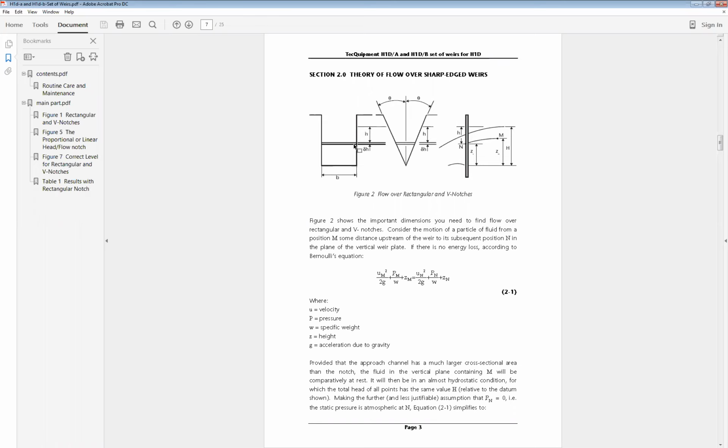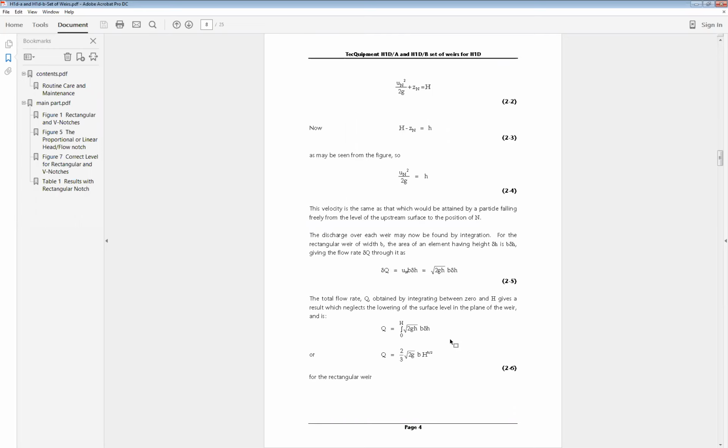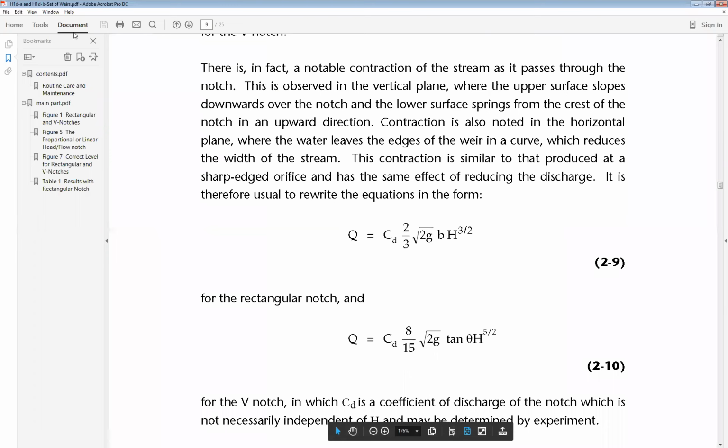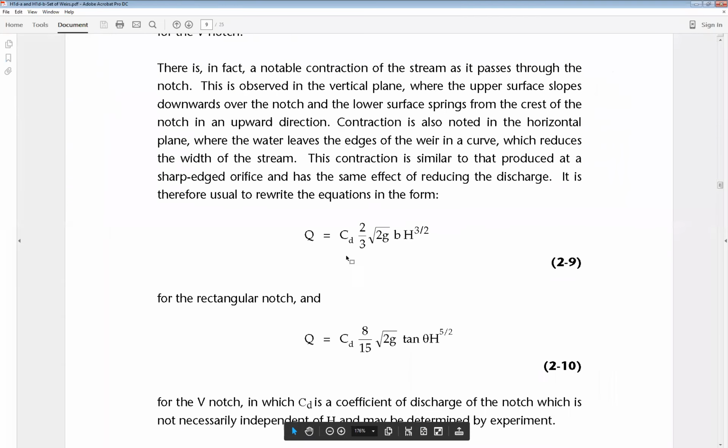For example, this is the bottom of the notches, and this is the water level, and the height is denoted by H. So with that introduction, I can directly give you the formula. The proof is given here. You can see here in this formula for the rectangular notch with the parameter B, this is the formula.